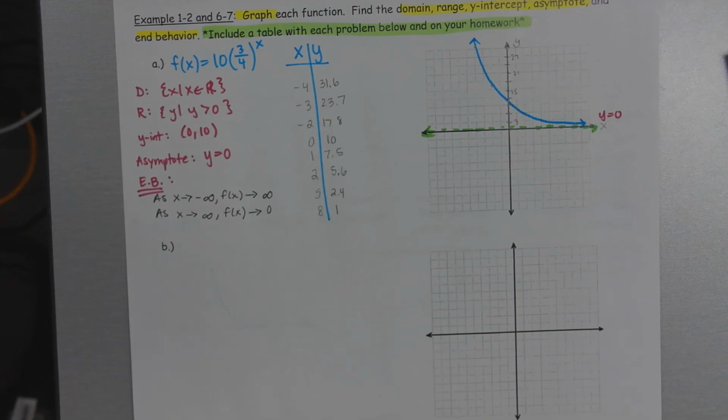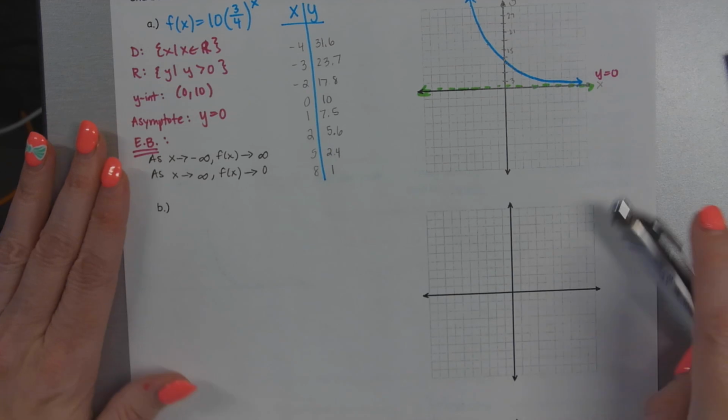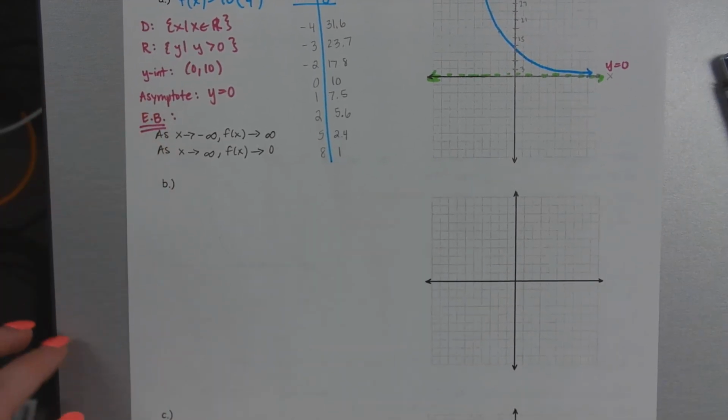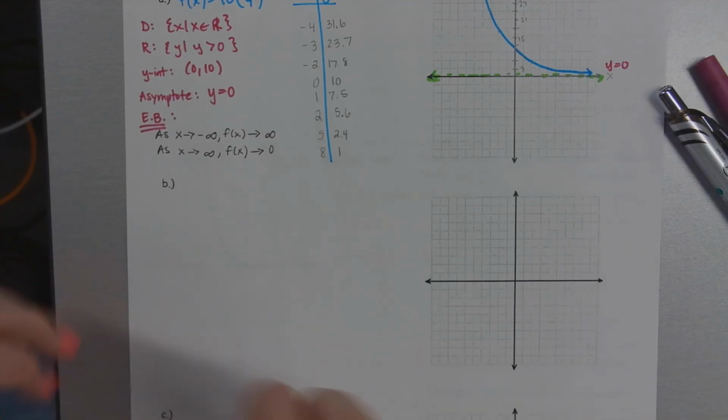Do we say that to the asymptote every time? If it is 0, yes. So if it's like negative 2, then what's it going to approach? Negative 2. Yep, so then that's what you put.